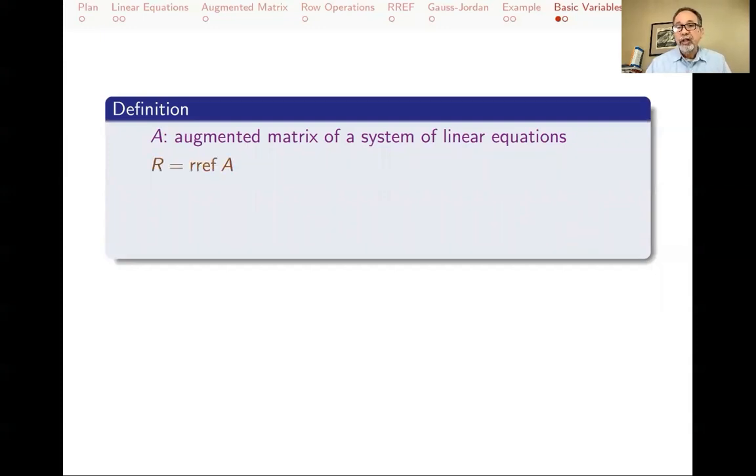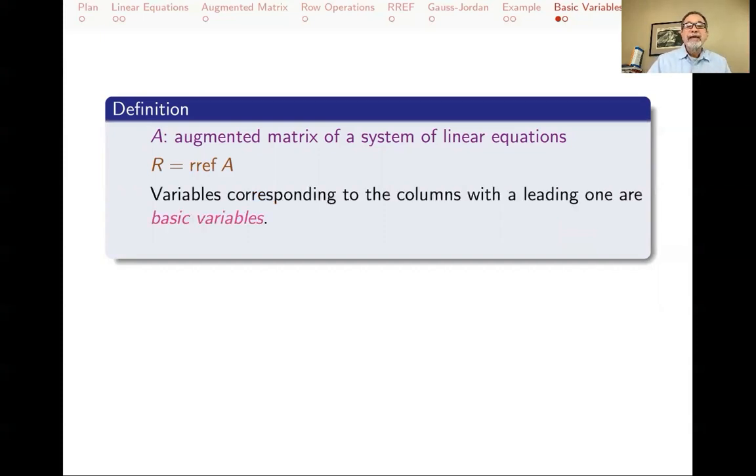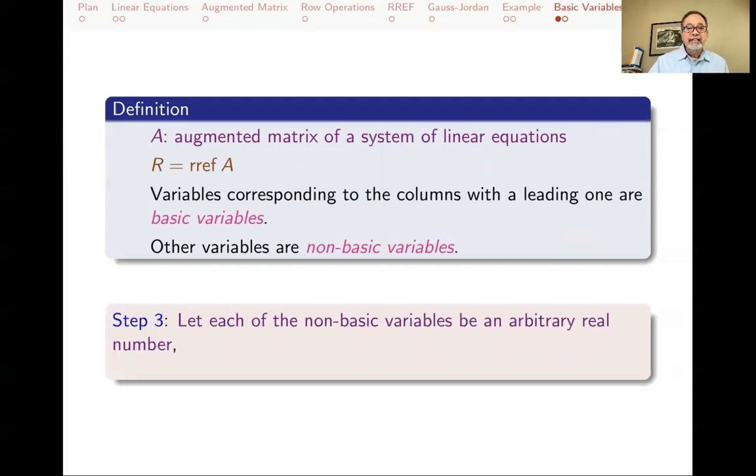R is the reduced row echelon form of A. We started with the matrix and then we found the reduced row echelon form of A. The variables that correspond to the columns with leading one in R are called basic variables, and the other variables are called non-basic variables. Step 3 for solving systems of equations is to say that each of the non-basic variables can be an arbitrary real number.